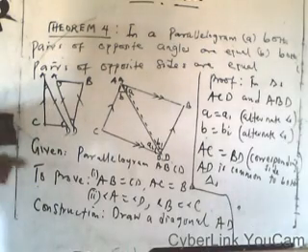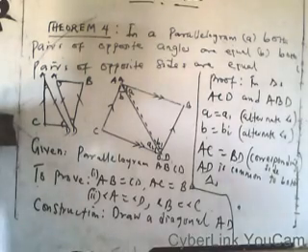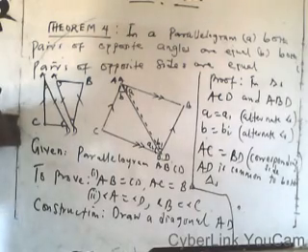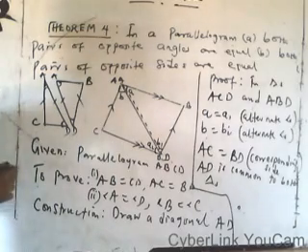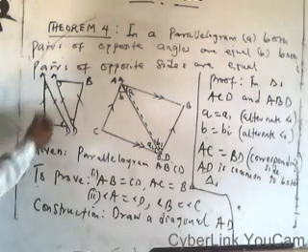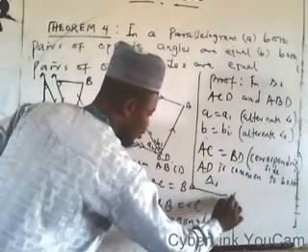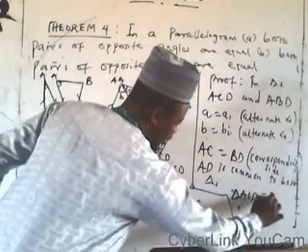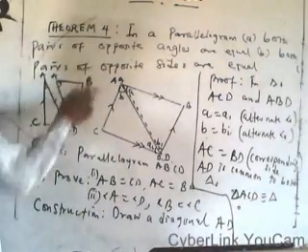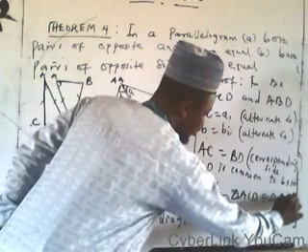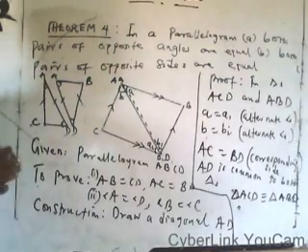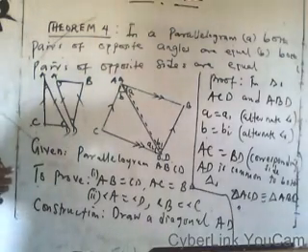it means that these triangles fall under case 2, which is side and angle. So it has two sides to be equal and one included angle. So if it has two sides to be equal and one included angle, it means that triangle ACD is congruent to triangle ABD.